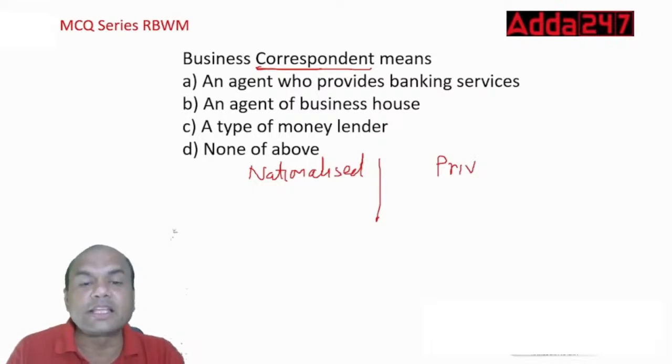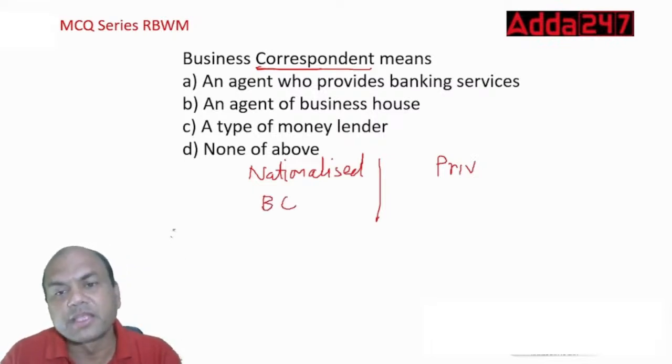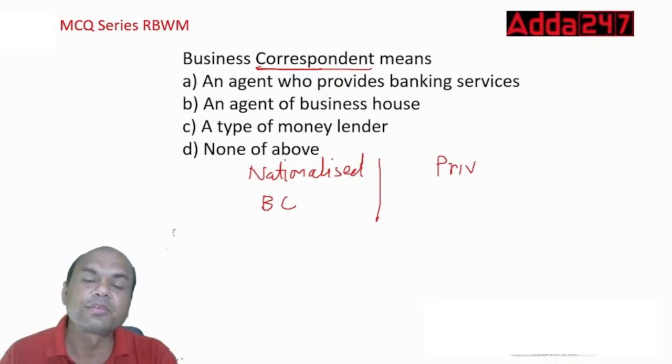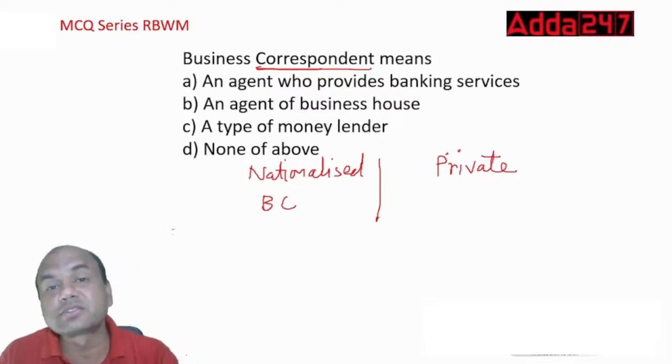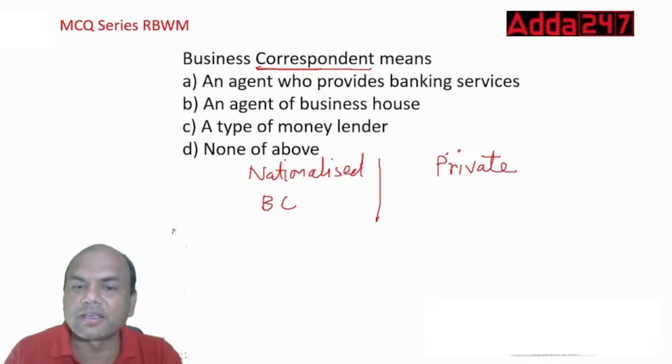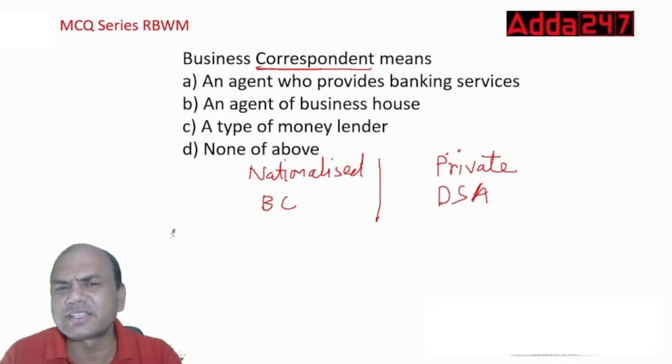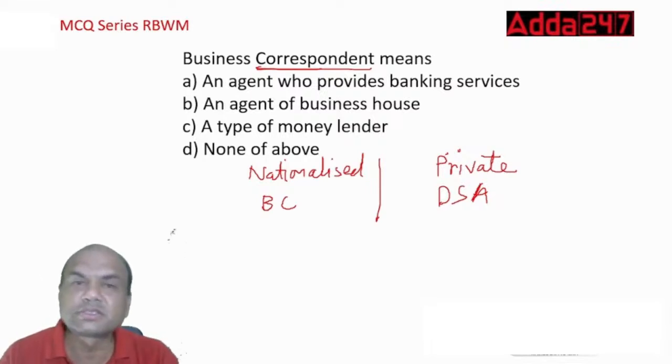So, nationalized banks have what? They have BCs, business correspondents. These are private agencies basically. Similarly, these private banks have what? Similar to BCs, they have DSA, right? Direct sales agents, selling agents, sales agents. BC is business correspondent. So business correspondent means what? An agent who provides banking service, an agent of the business house, a type of money lender, and none of the above. So who's this?